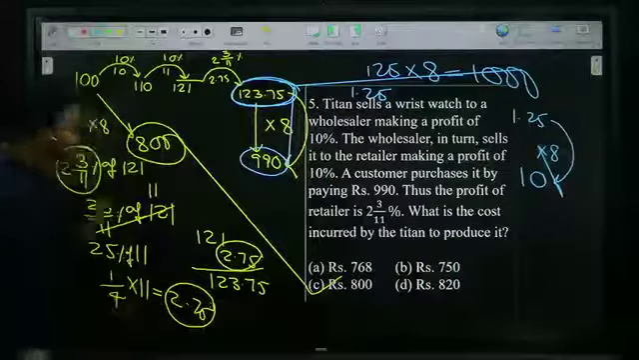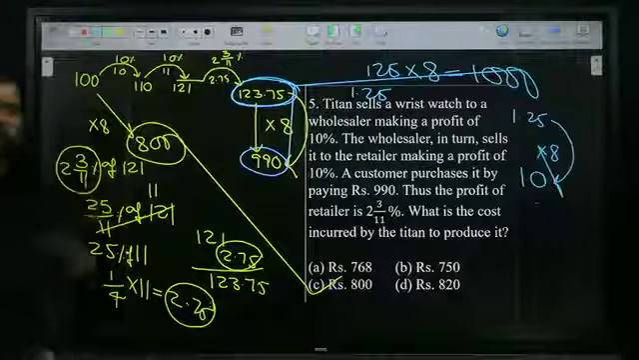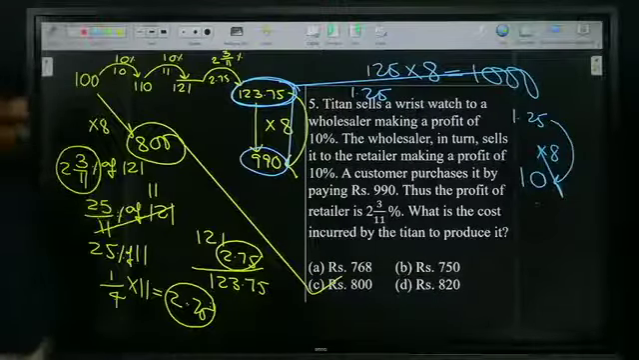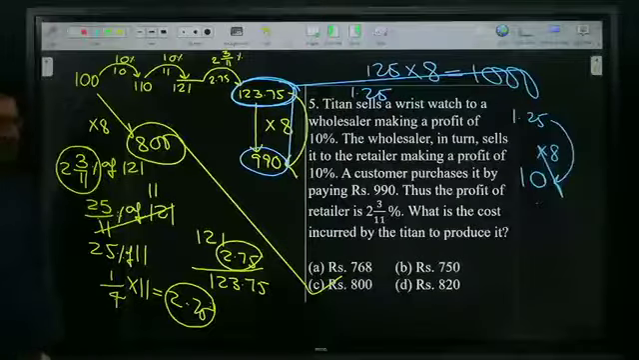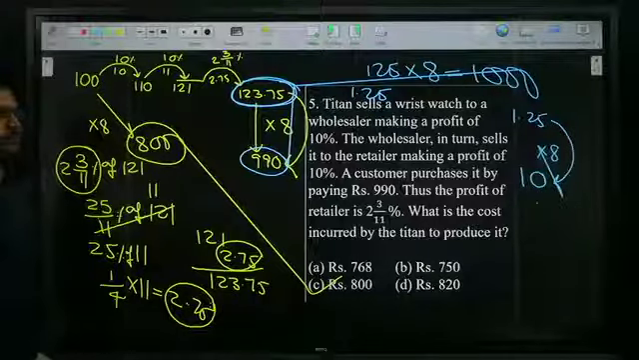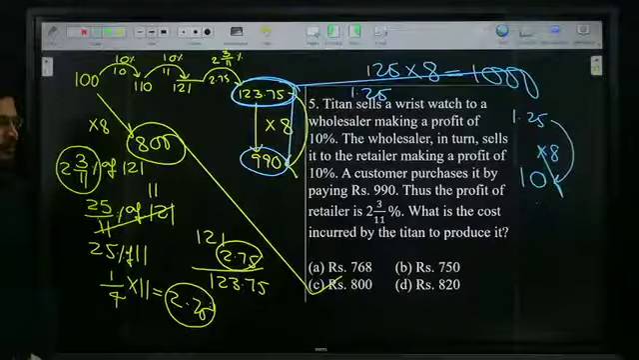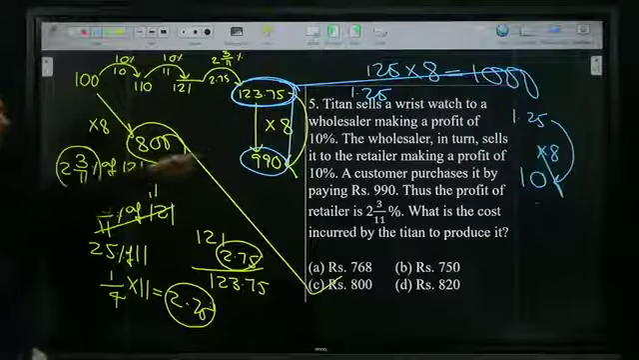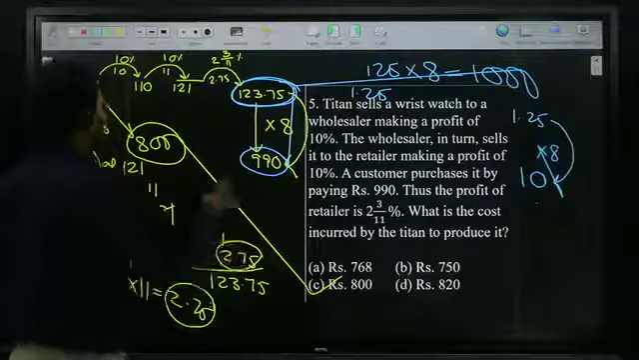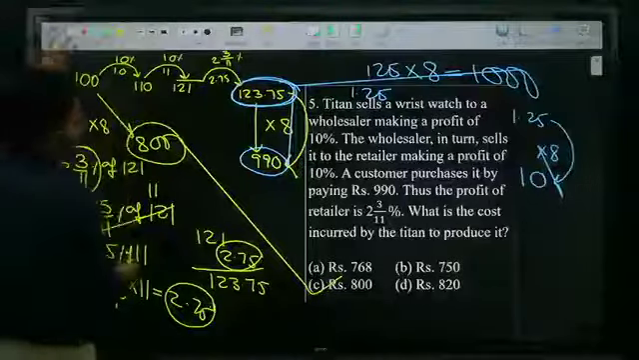Very good. So don't go for cross multiplication. Don't do all these things in the exam. Just try to do it orally. All of you understood? If you go for cross multiplication, definitely you can get the same answer.